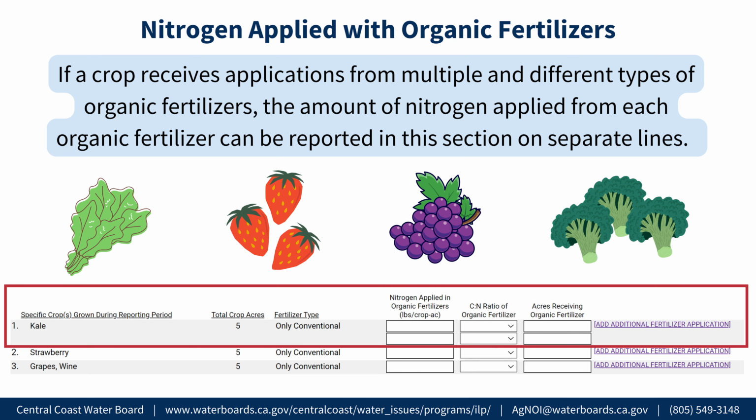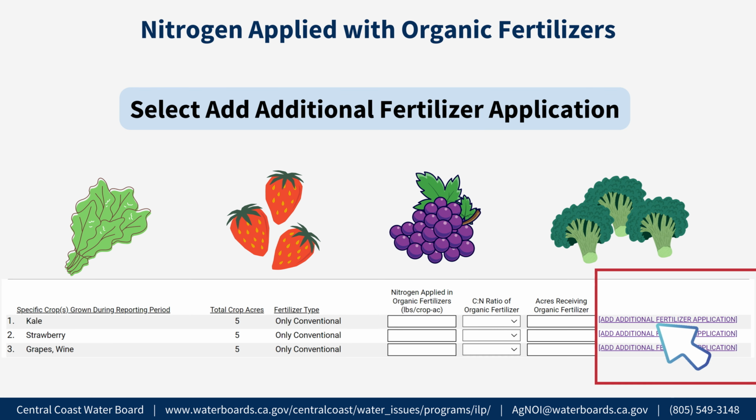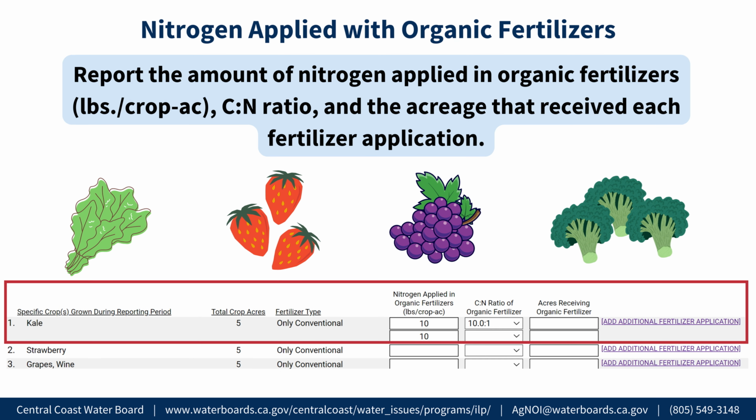If a crop receives fertilizer applications from multiple and different types of organic fertilizers, the amount of nitrogen applied from each organic fertilizer can be reported in this section one by one on separate lines. To report the amount of nitrogen applied from multiple organic fertilizers to a single crop on separate lines, click on the Add Additional Fertilizer Applications button, located to the right of the column.